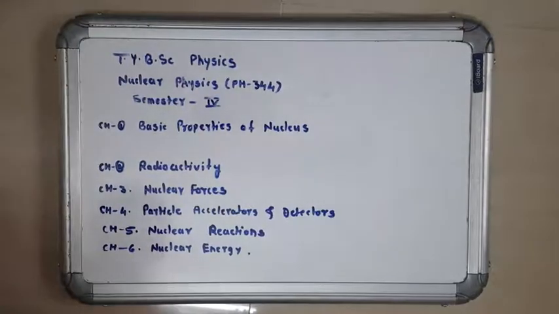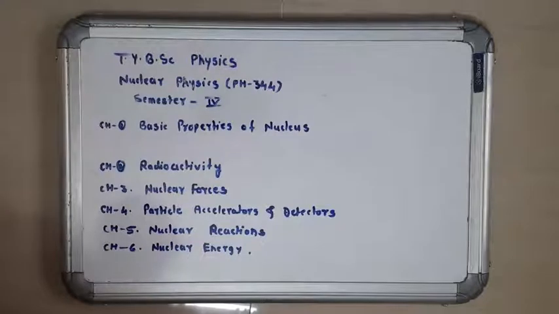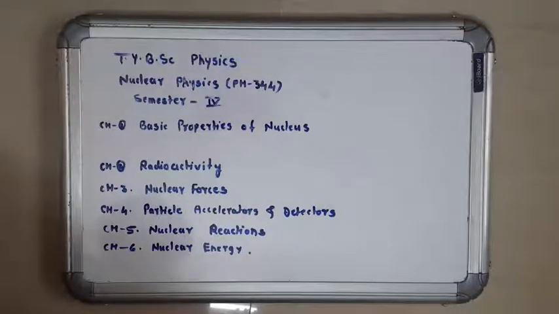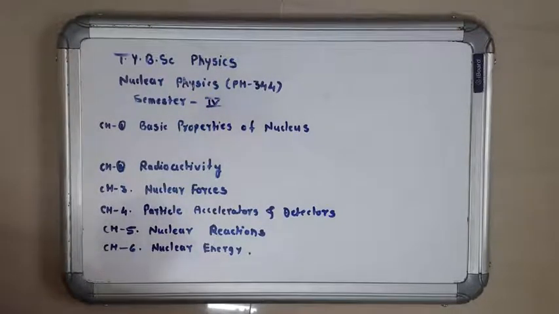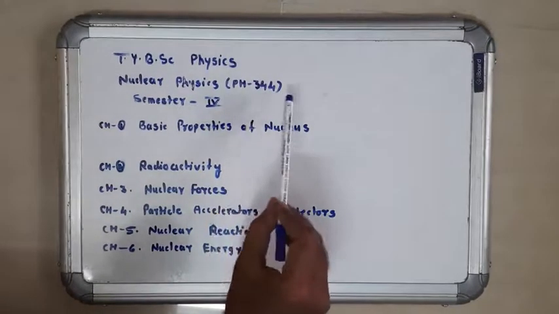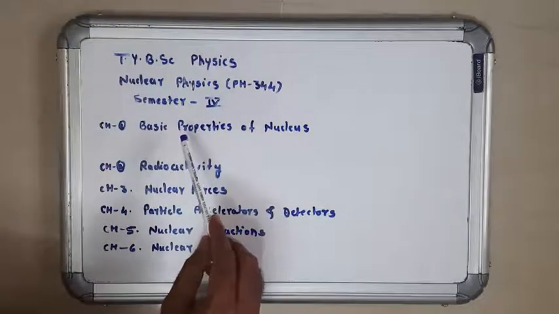Good morning, students. Today we start the fourth semester physics, TYBSc physics, semester four, and paper number 4, Nuclear Physics. Its code is PHY 344. In this course there are 6 modules.